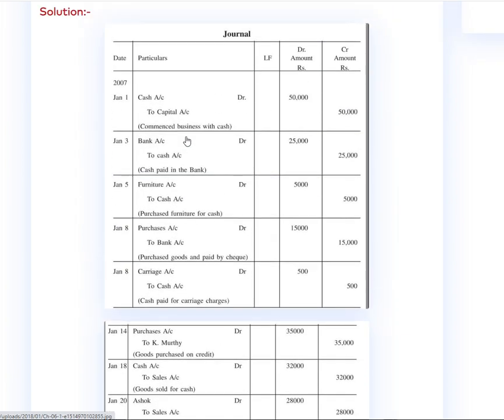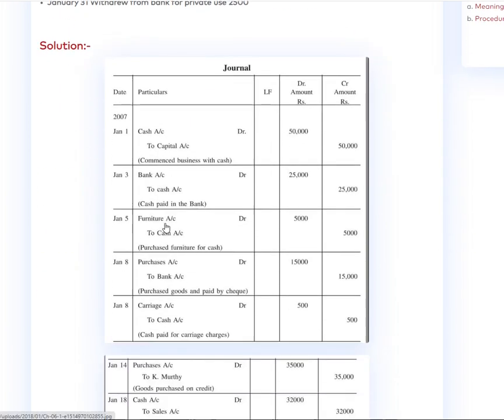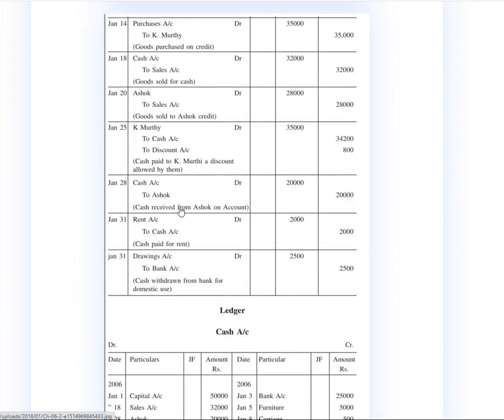Next, on January 28th, cash received from Ashok. We had sold goods on credit for 28,000 on January 20th. On January 28th he has paid us money back. That is not full settlement, but he has paid us 20,000 rupees out of 28,000 rupees. So here we have to show where the debtor, Ashok, is.